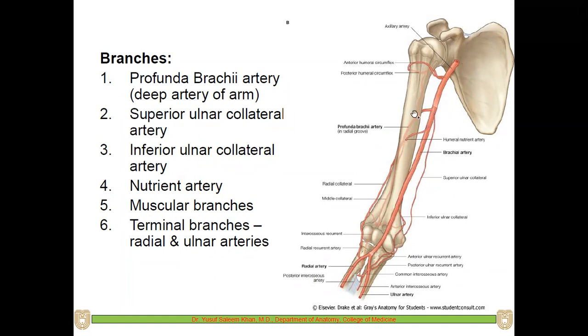One of the main branches will be the profunda brachii artery. Along with that, we have the nutrient artery, that is the humeral nutrient artery. Then we have the two collateral arteries: the superior ulnar collateral and the inferior ulnar collateral artery. Then it gives a lot of muscular branches. And the two final important branches coming from this brachial artery will be the radial artery and the ulnar artery. So now today we will discuss further the radial artery and the ulnar artery and their supply.